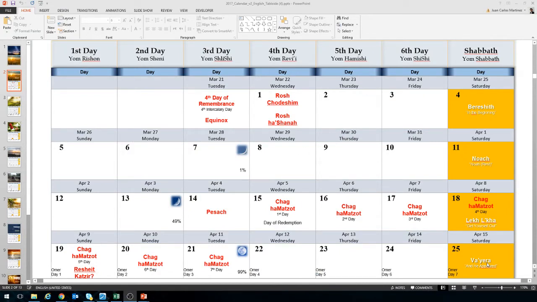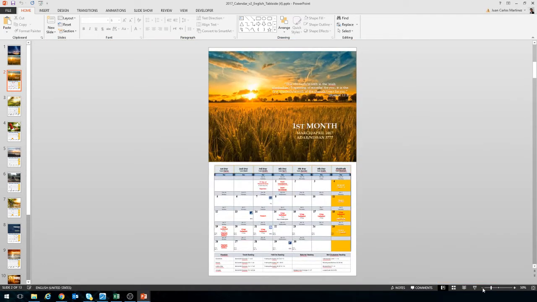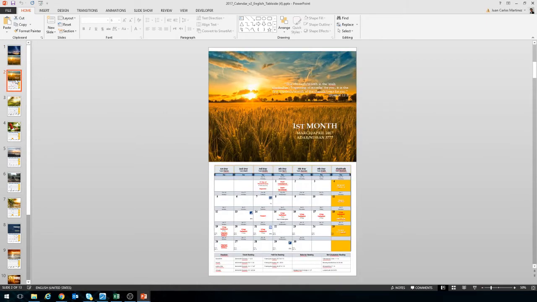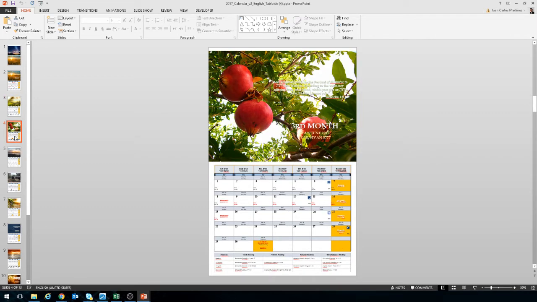So let me share my screen with you. Here we go, and let me zoom out just to give you a first glimpse of the calendar. Okay, so this is the calendar. Basically, we have the twelve months of the year, starting with the first one. I will show you every page. This is the second month, and we have the third month here.